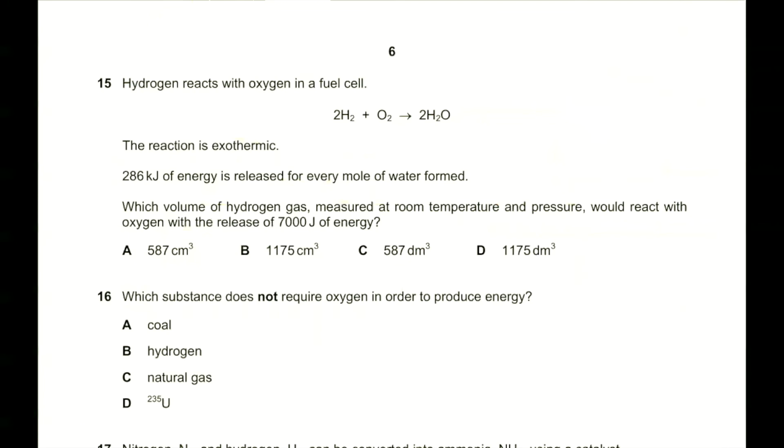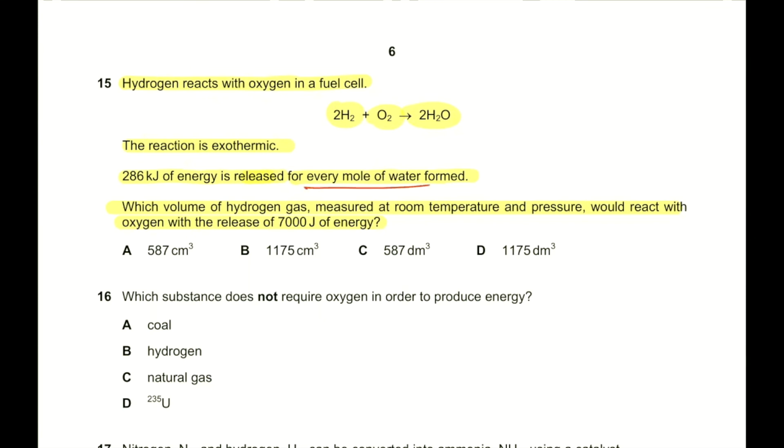Guys, question number 15. Hydrogen reacts with oxygen in a fuel cell. Hydrogen plus oxygen produces water. The reaction is exothermic. 286 kilojoules of energy is released for every mole of water formed. Which volume of hydrogen gas measured at room temperature and pressure would react with oxygen that releases 7,000 joules of energy? Now, guys, this is a very critical question.